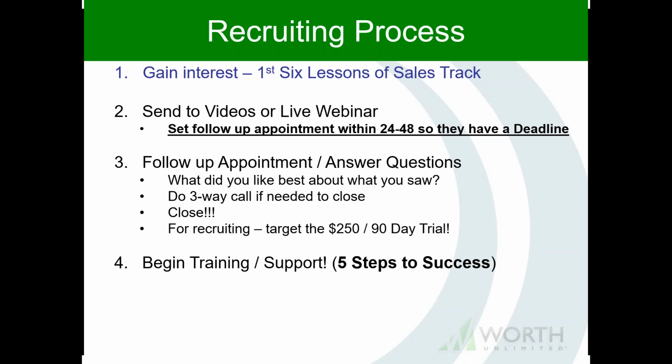Now, on the recruiting side, that follow-up appointment should be within 24 to 48 hours. You want to give them a deadline. You need to make sure that they have a deadline for when they need to watch the videos by. Now, if they're attending a live meeting, that follow-up should be within 12 hours of that live meeting. If they're watching videos or attending a live webinar, then it should be within 24 to 48 hours. Again, humans are by nature procrastinators. It is what it is.